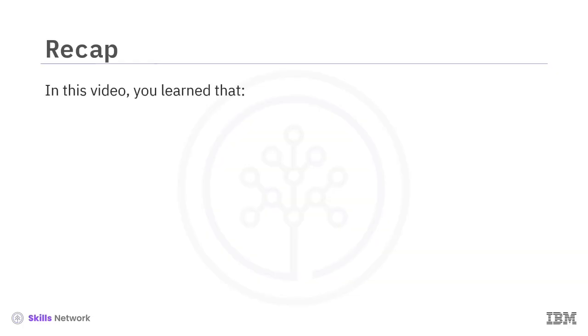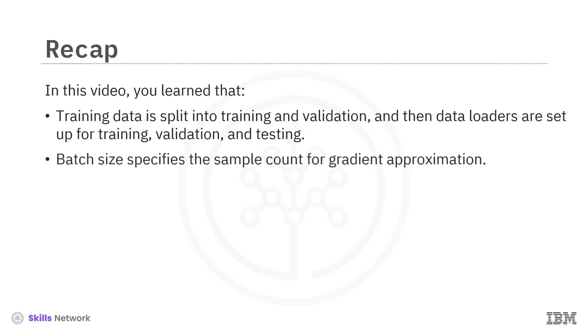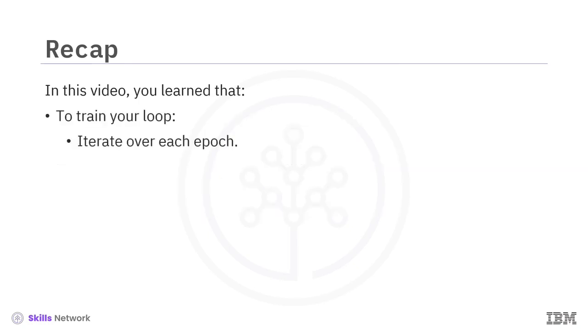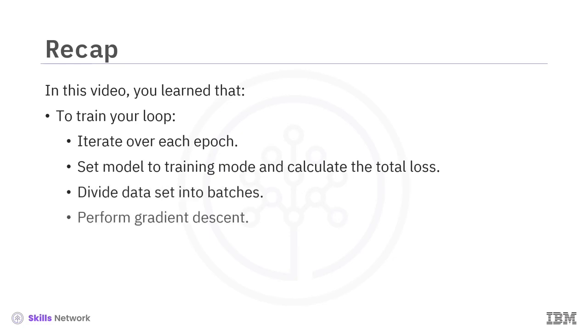In this video, you learned that the training data is split into training and validation, and then data loaders are set up for training, validation, and testing. Batch size specifies the sample count for gradient approximation, and shuffling the data promotes better optimization. When you define your model, init weights helps with optimization. To train your loop, iterate over each epoch. Set the model to training mode, and iteratively calculate the total loss. Divide the dataset into batches, perform gradient descent, and finally, update the loss after each batch is processed.